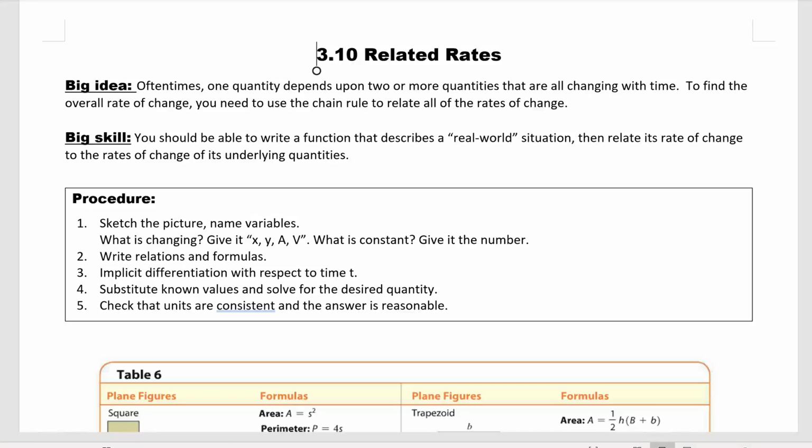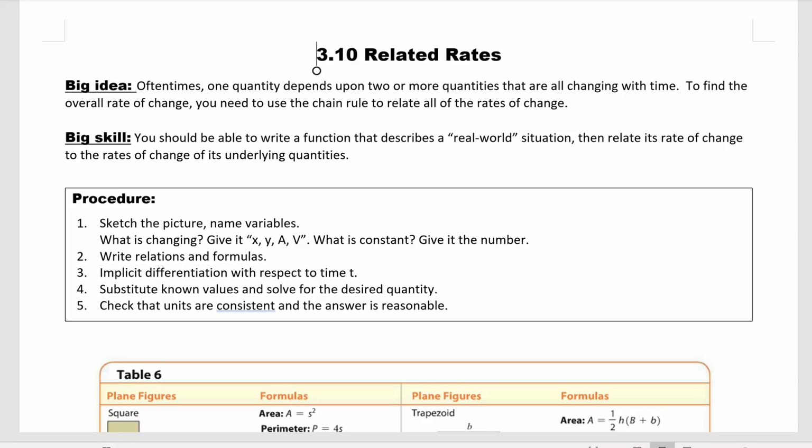Okay, and then the third step is implicit differentiation. So we differentiate both sides with respect to time t. Okay, so step 4, after we differentiate, we substitute the known values and solve for the desired quantity. Okay, usually we are asked to find the rate of change of some quantity, and then we plug in the values and solve for that as step 4.